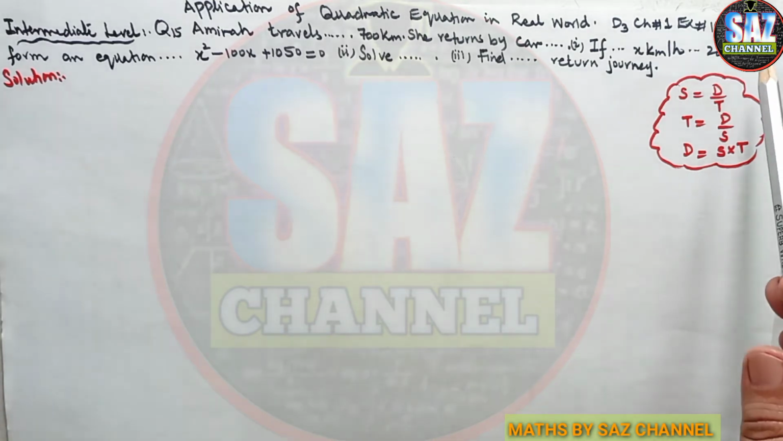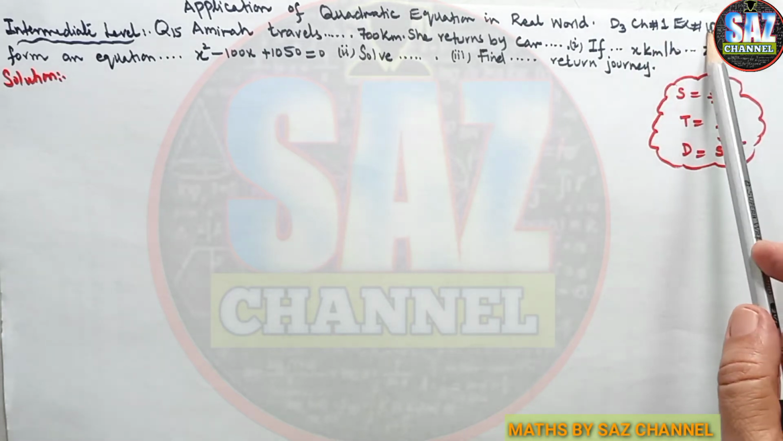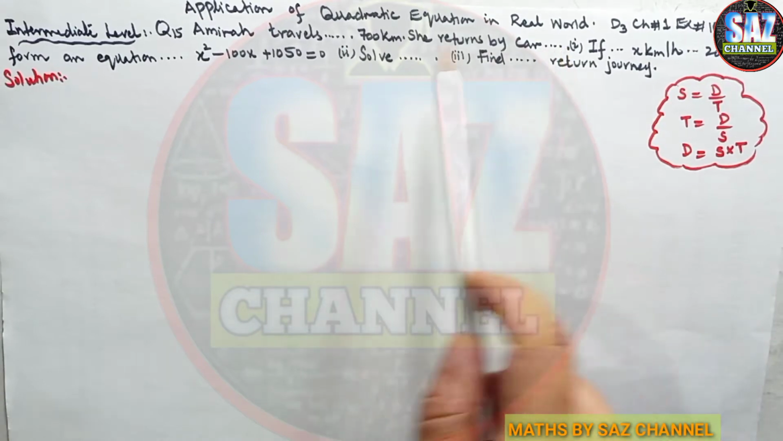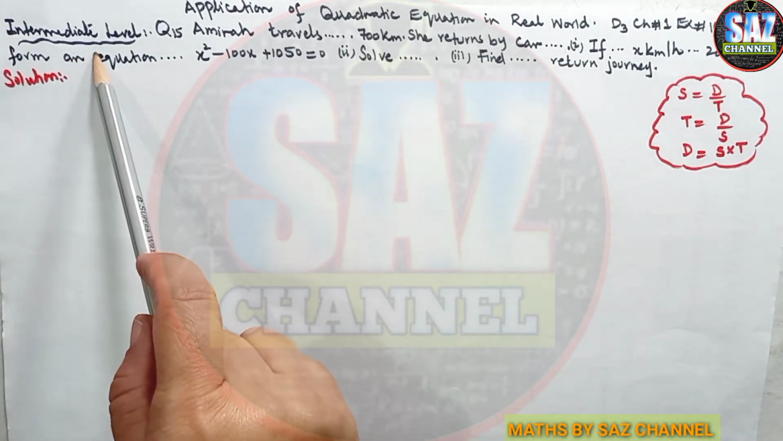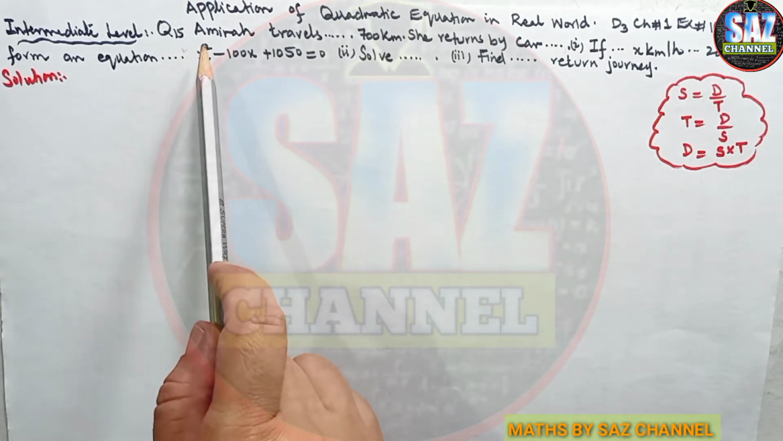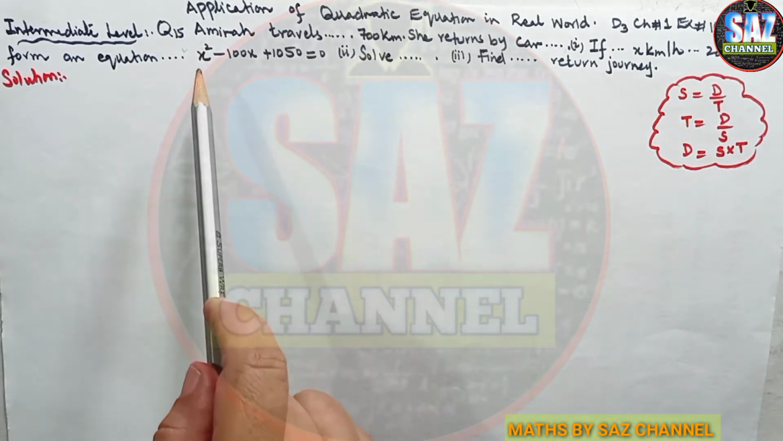This is my 11th lesson of D3, chapter number 1, exercise 1D, about application of quadratic equation in real world. In this lesson, I will solve intermediate level question number 15. Let's read the question. As the questions are long, I've written the question in short form. Let me read the question from the book.